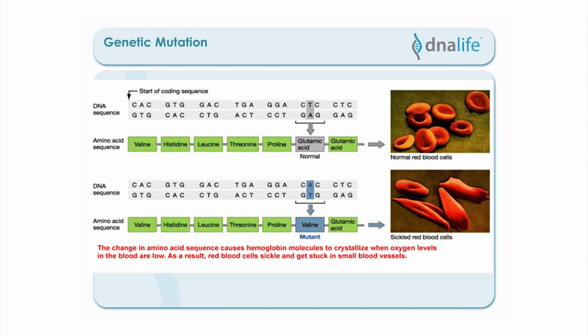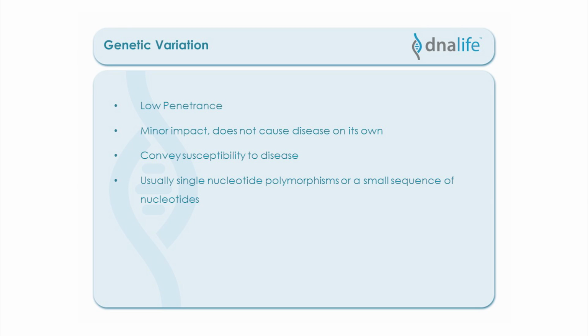Another example would be the onset of sickle cell anemia. So what we're seeing in the slide is the change of a single nucleotide in the DNA sequence from a T to an A, and this results in the amino acid change from glutamic acid to valine. And just the simple genetic change at the DNA level results in a modification to the structure of the red cell membrane, resulting in the disease known as sickle cell anemia. This is a classic example of a genetic mutation.